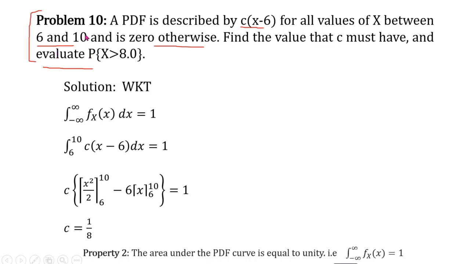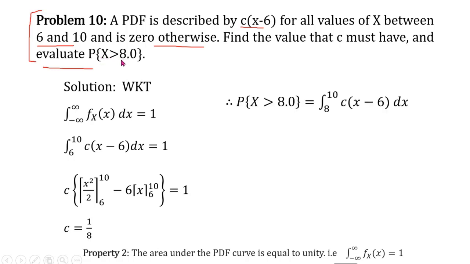Alright, so the key point for the solution of this problem is property number 2. The area under the PDF curve is always equal to 1 over the limit minus infinity to plus infinity. With respect to this problem, the area under the curve will be equal to 1 over the limit 6 to 10. Simplify and we will get the value of C. Then we have calculated the first term, and they have asked us to calculate the probability that x is greater than 8.